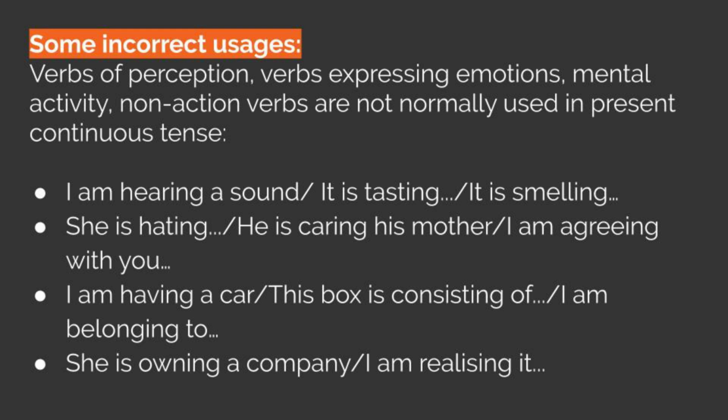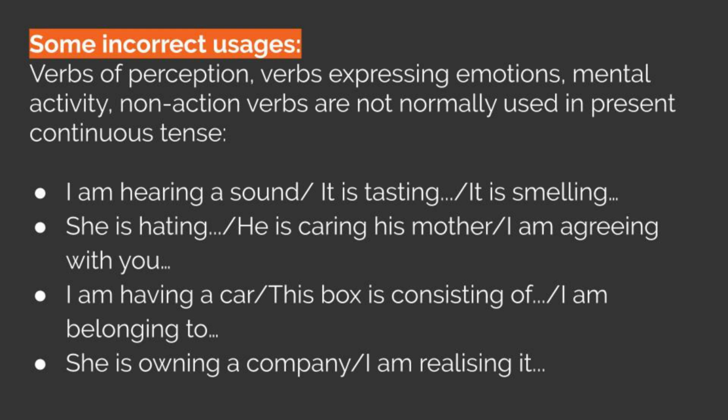Look at the next one. I am having a car. This box is consisting of. I am belonging to. So just change the form of the verb, and we don't need a helping verb when you change it. I have a car. This box consists of. I belong to India.